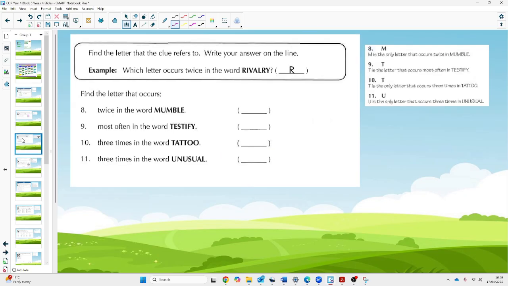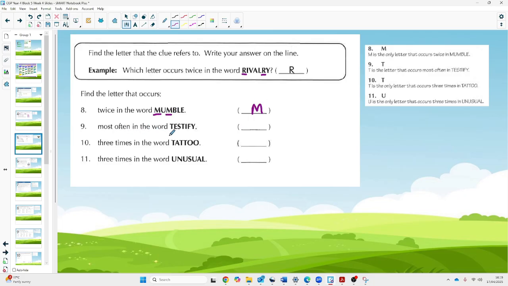Moving on then to the next set of questions. It says find the letter that the clue refers to. Write your answer on the line. So in the example, which letter occurs twice in the word rivalry? It is, of course, the R. You can see it appears twice there, once at the beginning and the second to last letter. So find the letter that occurs twice in the word mumble. So it would be an M.